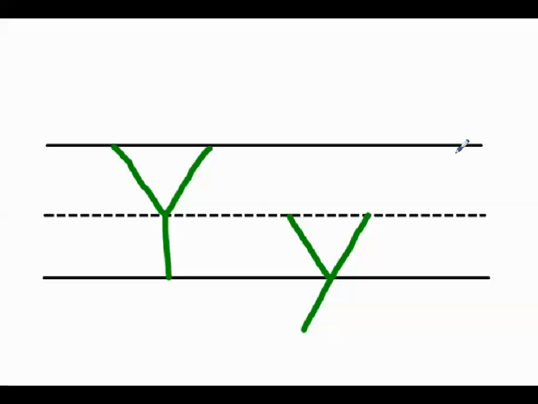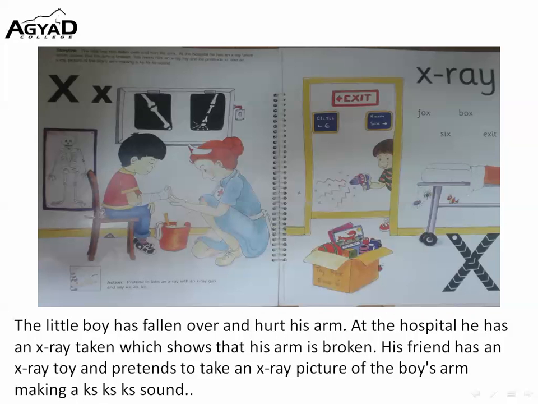Let's move on to our next sound. Who can tell me what was this sound? Who remembers? Yes, very good. It's the x sound. Okay, what is the story around the x sound? Let's remember it. This little boy, he fell down and he hurt his arm. So he went to the doctor at the hospital, okay, and she did for him an x-ray.